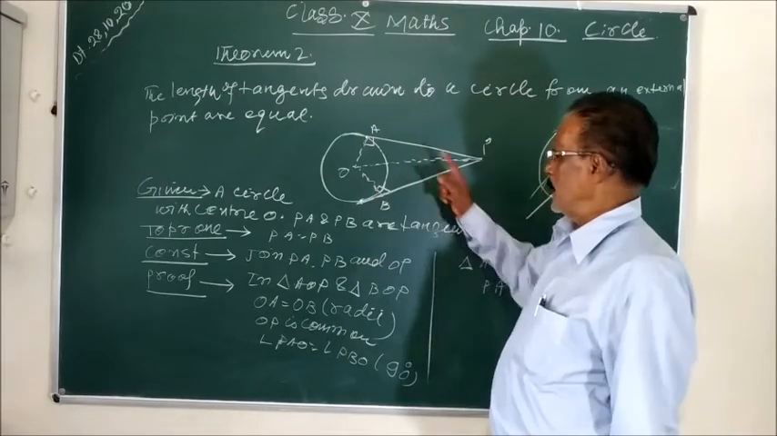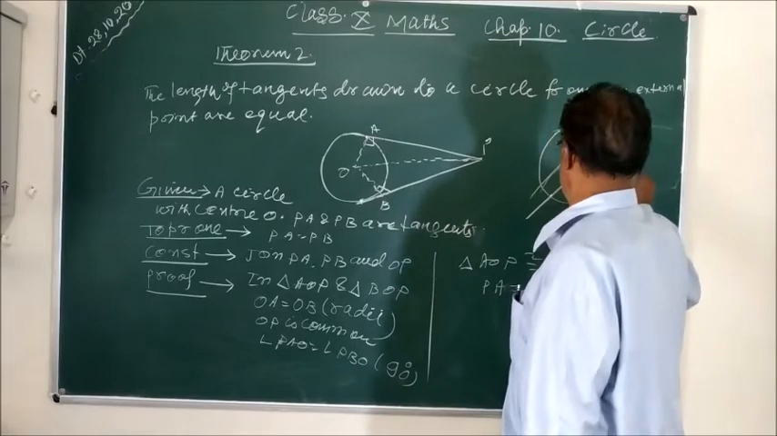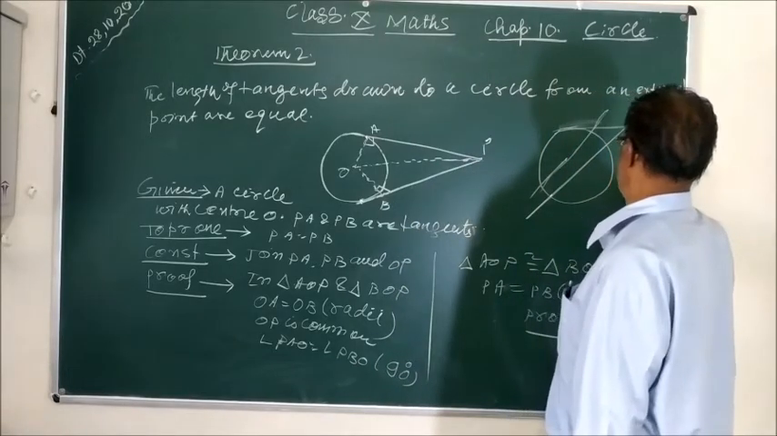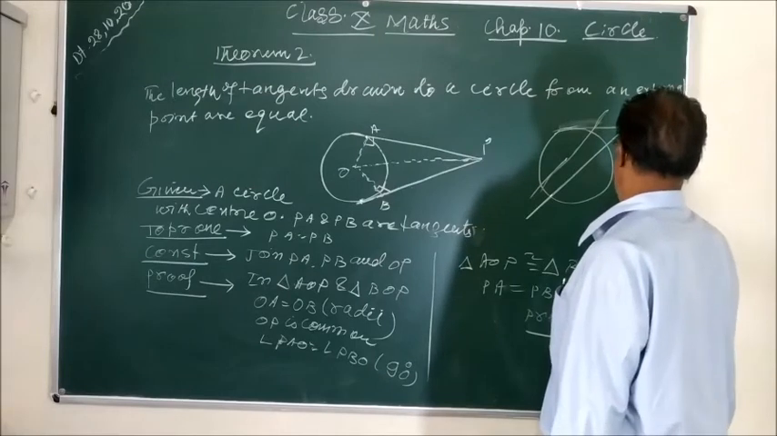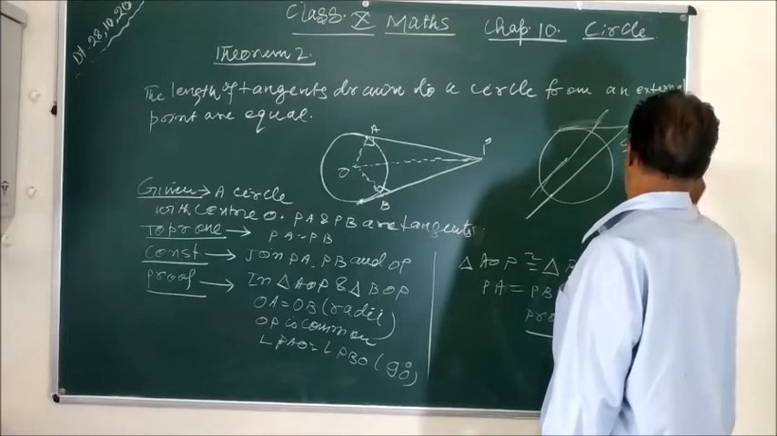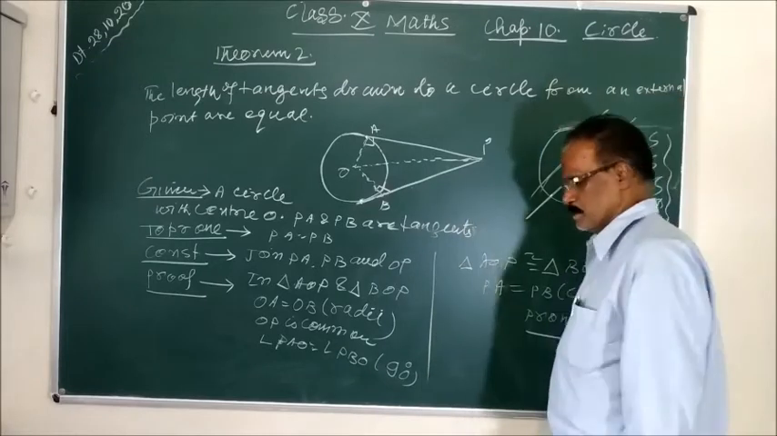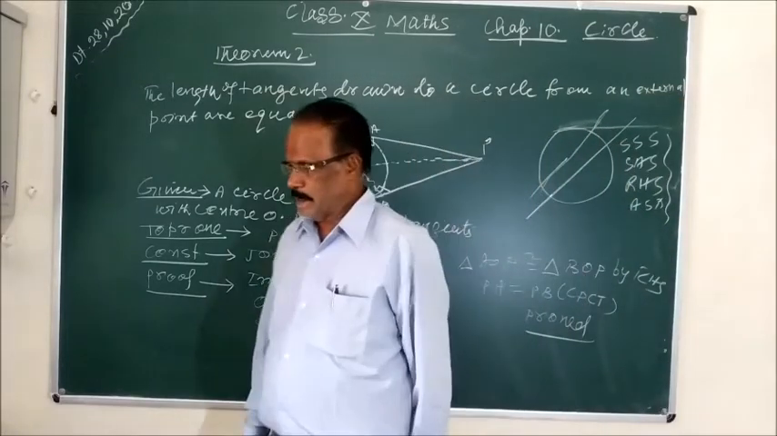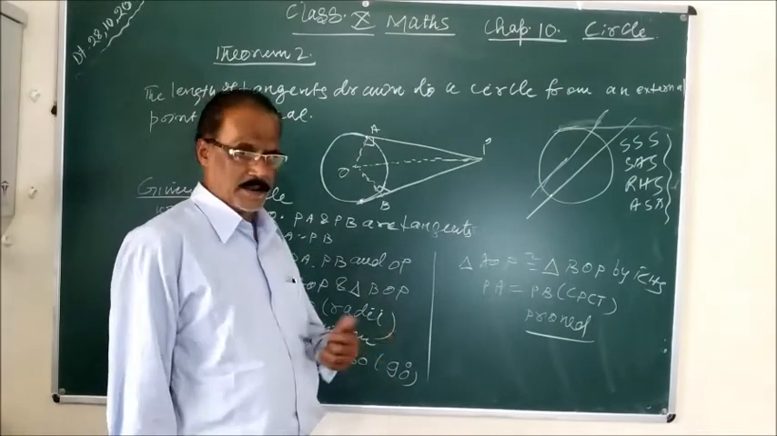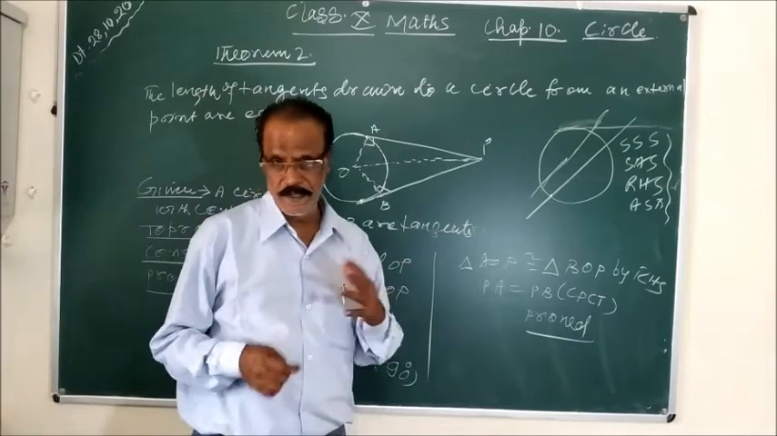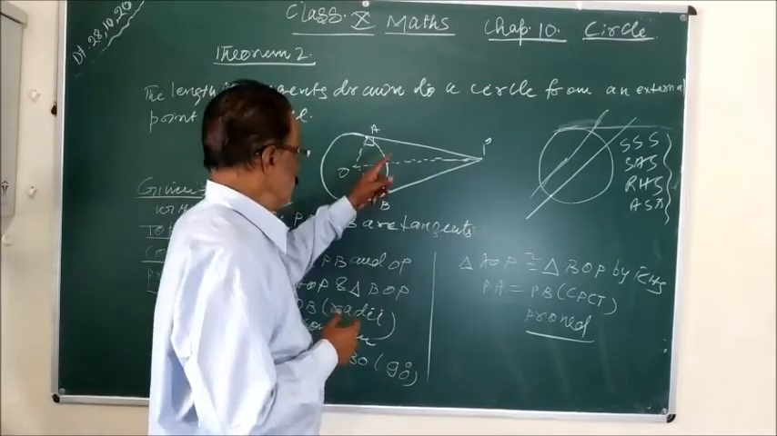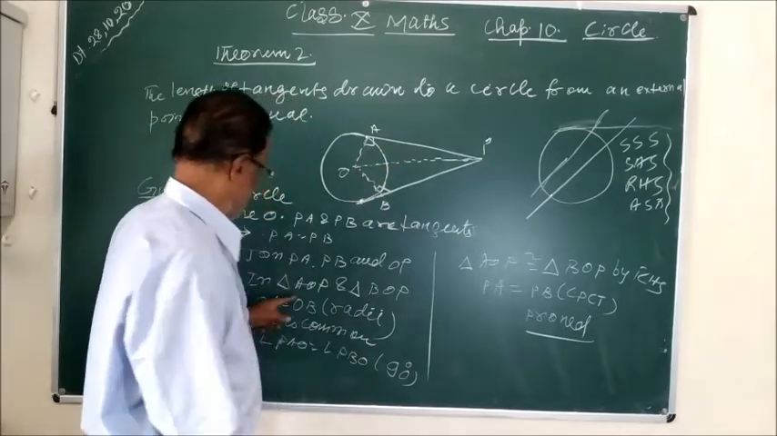So in these 2 triangles, how many congruency theorems do you know? SSS, SAS, RHS and ASA. These are the 4 theorems of congruency. And now we have to see which theorem is applied here to prove these 2 triangles congruent. Now we see the proof in these 2 triangles.